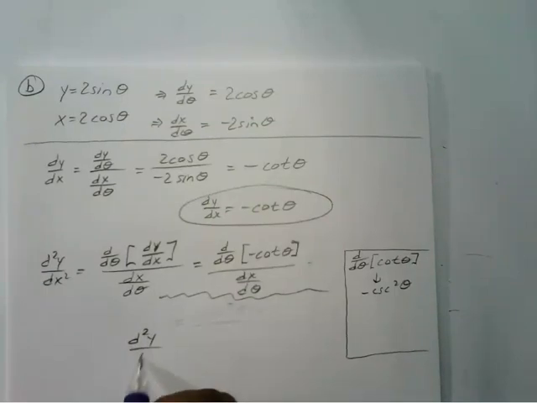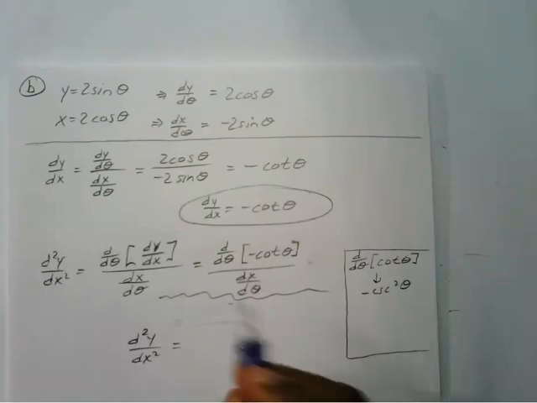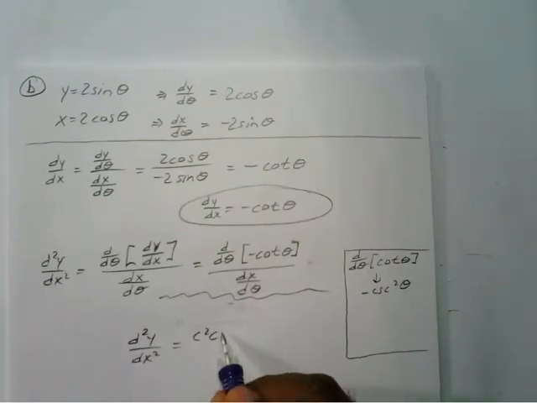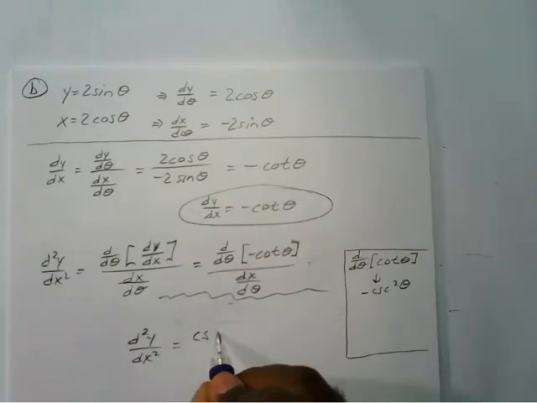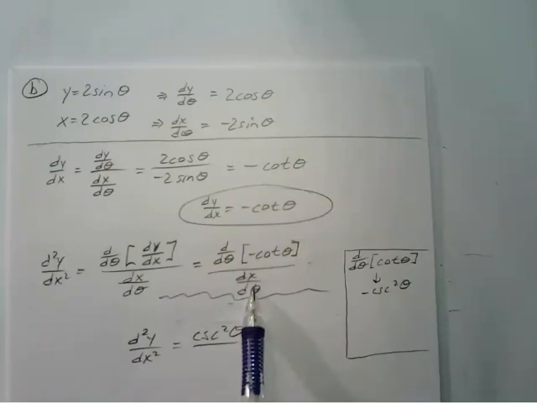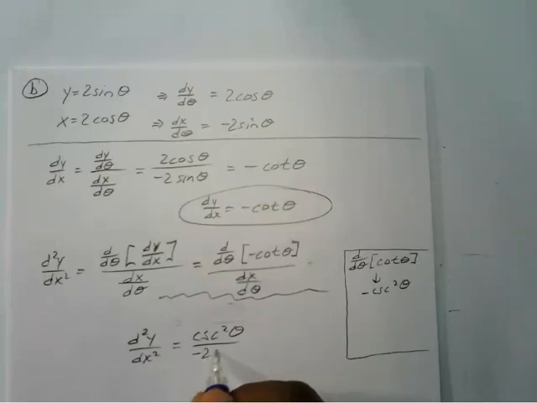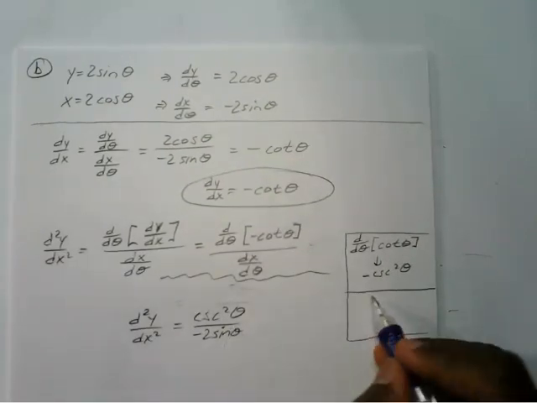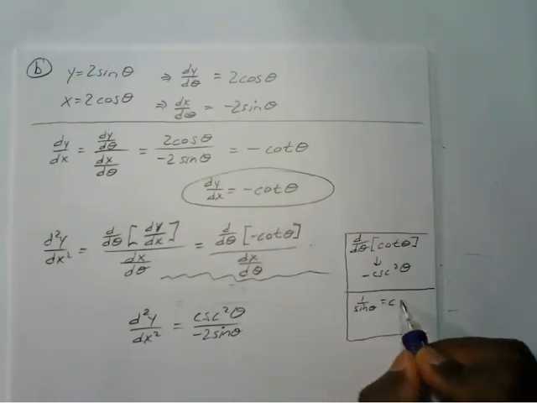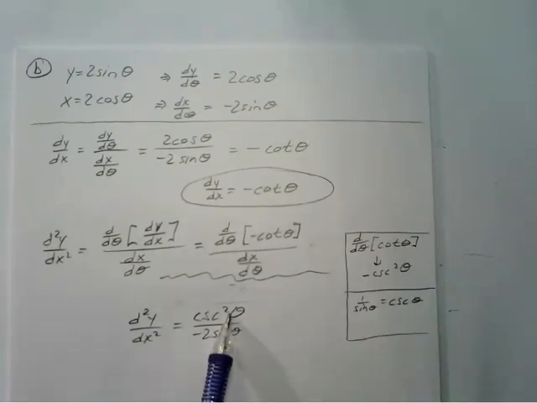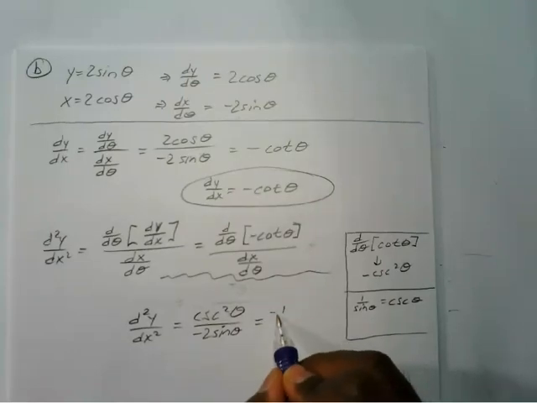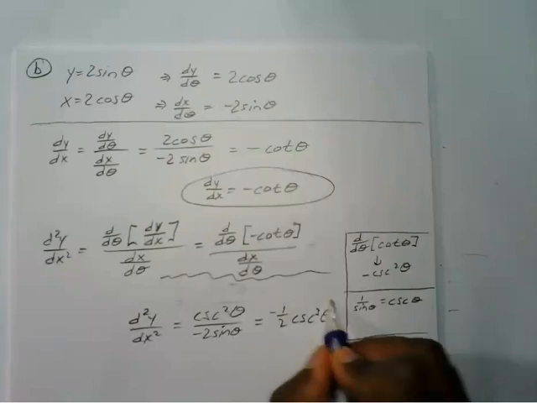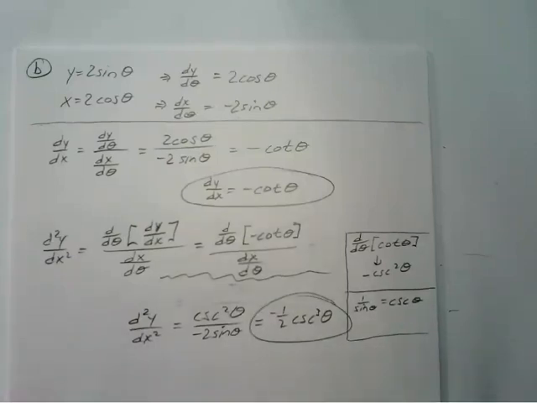Okay, so that is equal to, I put my 2 in the wrong spot, cosecant squared theta over dx/d theta. Remember that's negative 2 sine theta. Okay, so you can look at it this way. For this one, remember 1 over sine is cosecant. So really this is cosecant squared times cosecant, which is cosecant to the third power. So you have negative 1/2 times cosecant to the third.